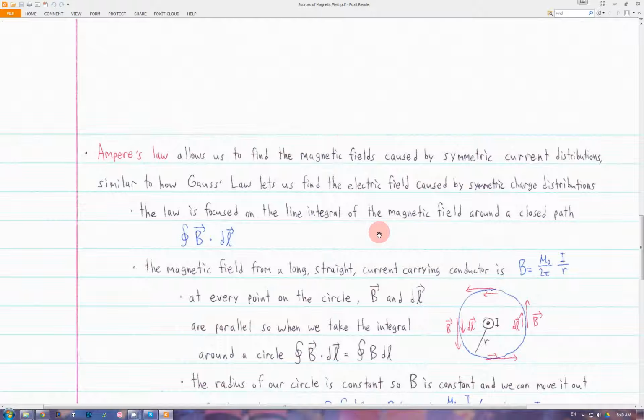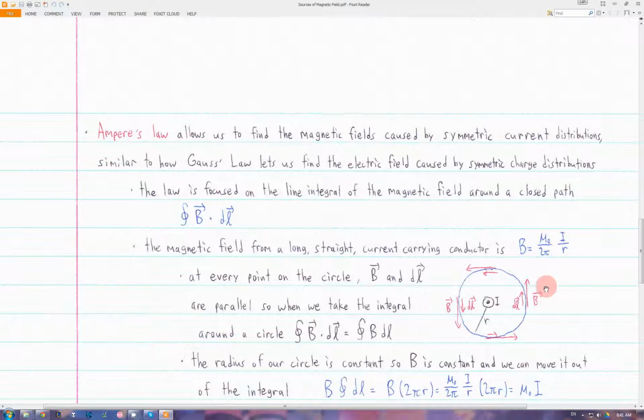To illustrate how this works, we're going to look at pretty much the simplest situation that you can have, which is a long straight current-carrying conductor. The formula for the magnetic field around a long straight conductor, I gave in my earlier video. It's just mu naught over 2 pi times the current divided by r. Now we're going to derive that with Ampere's law.